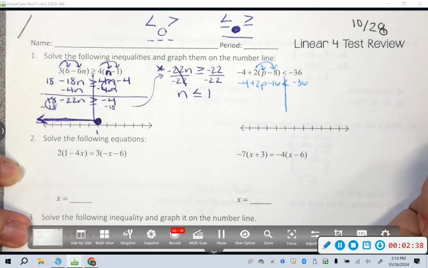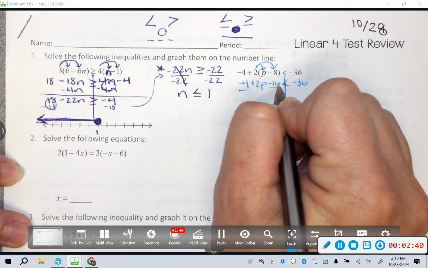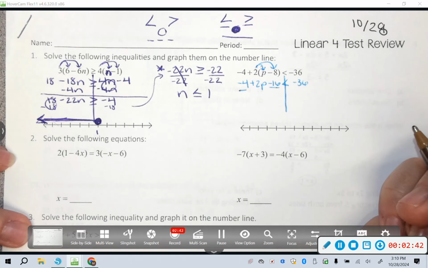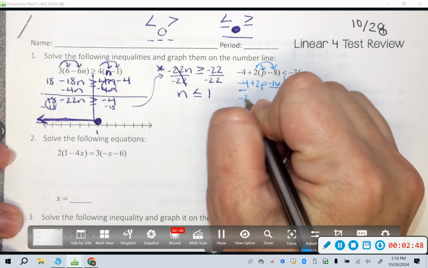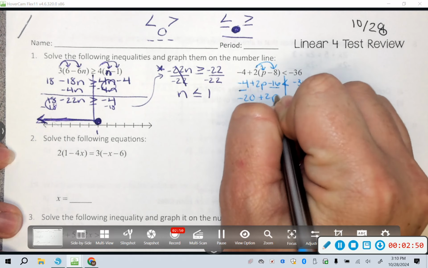My second step is to combine like terms. Well, I have these two that are like already on the same side. So I have negative 4 minus 16, which is negative 20. Bring down my plus 2p.